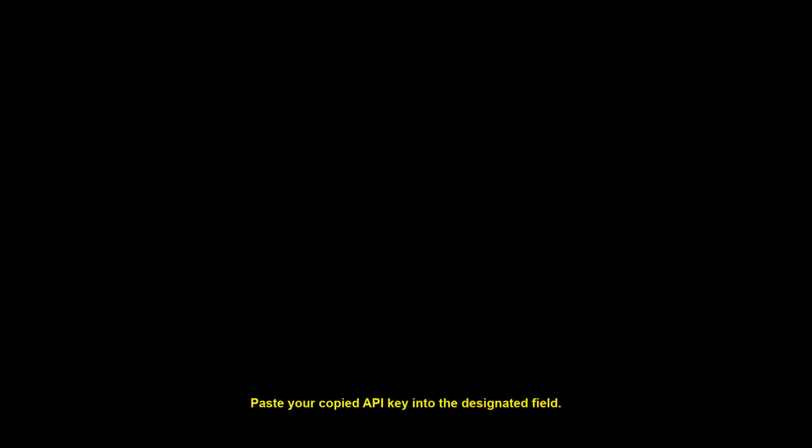Paste your copied API key into the designated field. Follow any additional prompts as needed. Once completed, save your changes. Now, you should be successfully authorized with Intercom. You can start configuring your customer messaging automations.